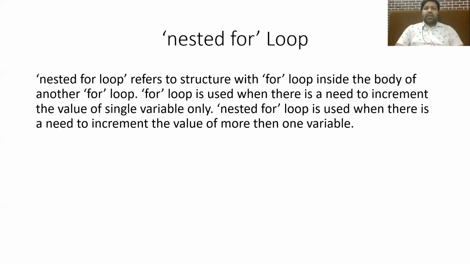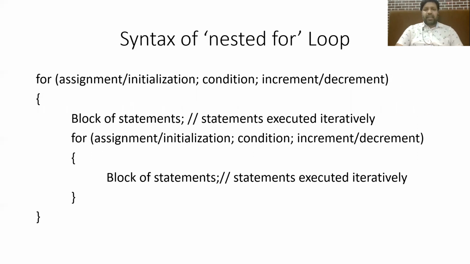One for loop will manage the printing of all elements in a particular row, whereas the second for loop will keep track of how many rows have been printed. Syntax for the nested for loop is very simple.